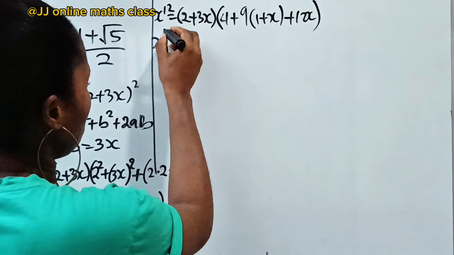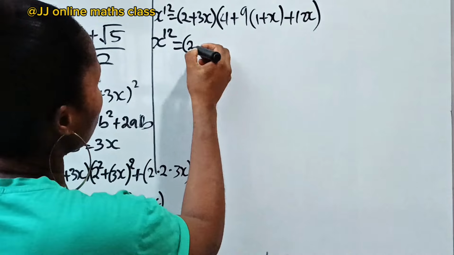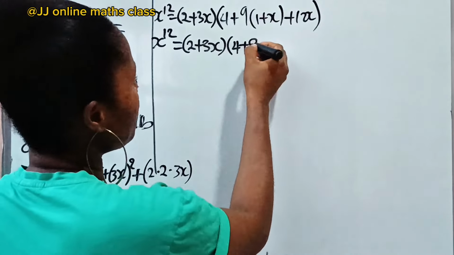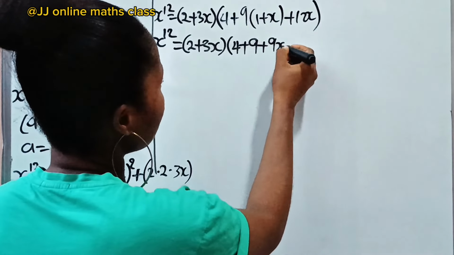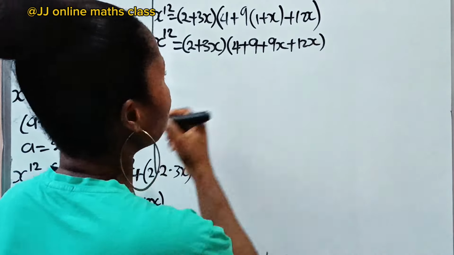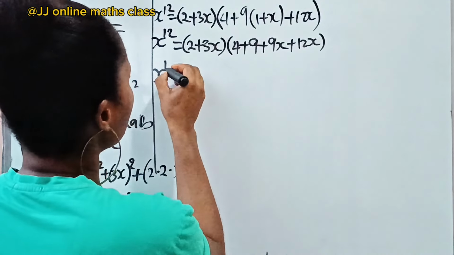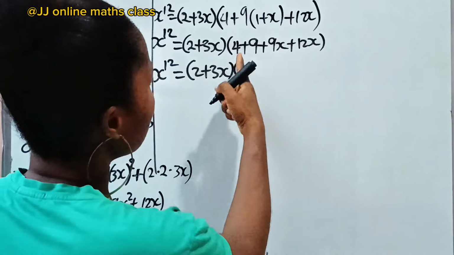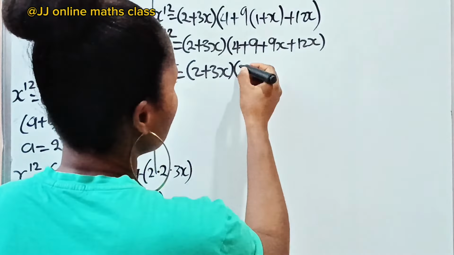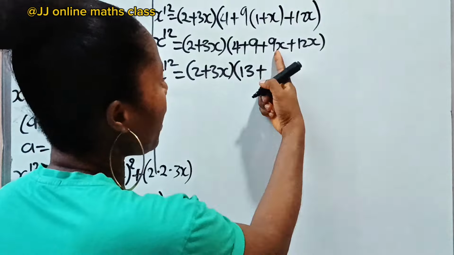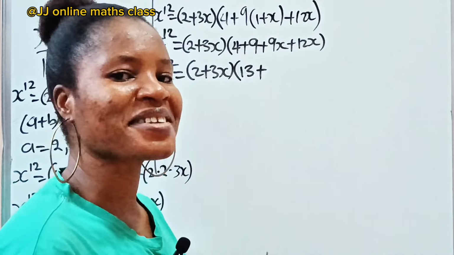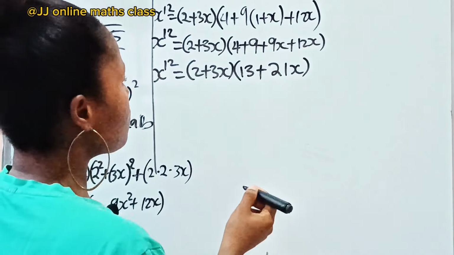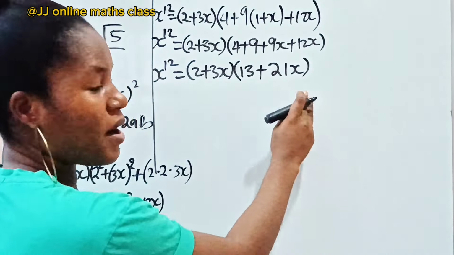So we have x to the power of 12 is equal to (2 + 3x) bracket 4 plus 9 times 1 is 9, 9 times x is 9x, plus 12x. Okay, so we have x to the power of 12 is 2 plus 3x. All right, bracket. Now 4 plus 9 will give us 13. So we have 13 plus 9x plus 12x will give us what? 21x, right? 21x. So we can now expand this bracket.